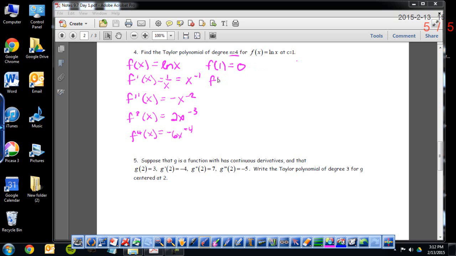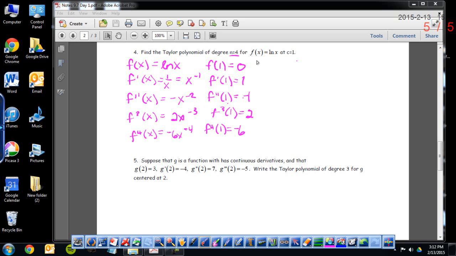I need to find f prime of 1, which is just going to be 1. F double prime of 1 is negative 1 to the negative 2, so negative 1. The 3rd derivative at x equals 1 is 2. And the 4th derivative at x equals 1 is negative 6. And now I'm ready to just use that formula to write my 4th degree Taylor polynomial.